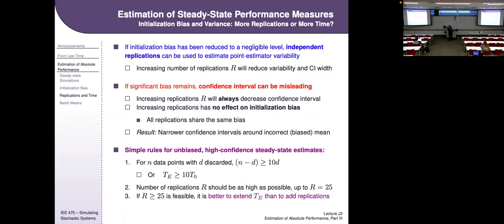So rather than running an additional 25 replications, it's better for us to actually extend the end time of the existing replications that we already have. So step 2 is basically choose replications based on what we would do for a terminating simulation. And then if that R is greater than 25, then we're going to extend the end time on all of our replications, because we'll actually get more bang for the buck out of extending the end time.